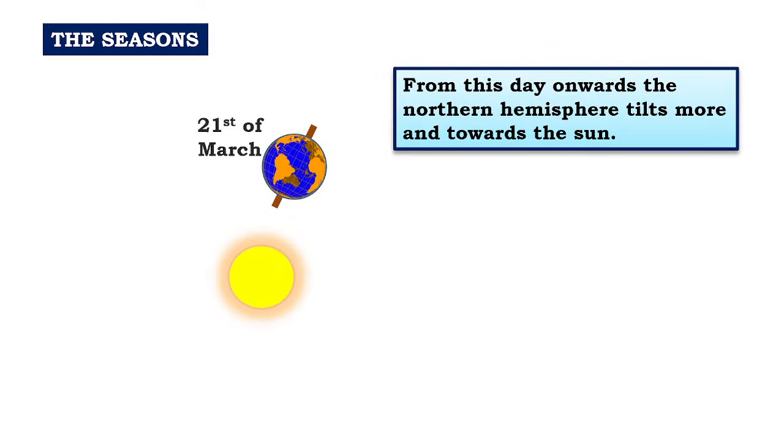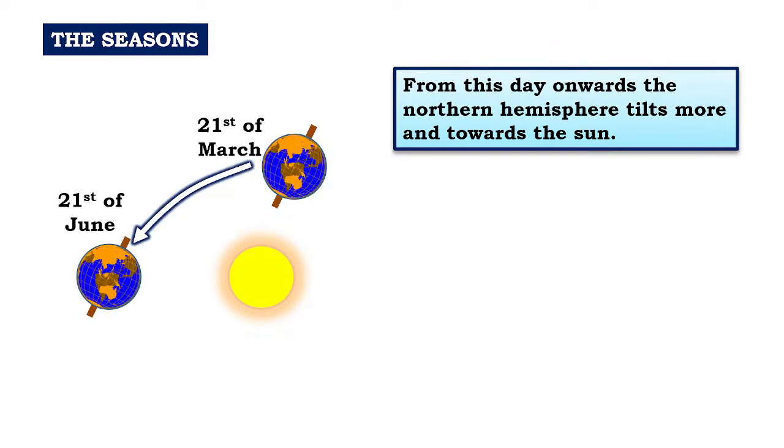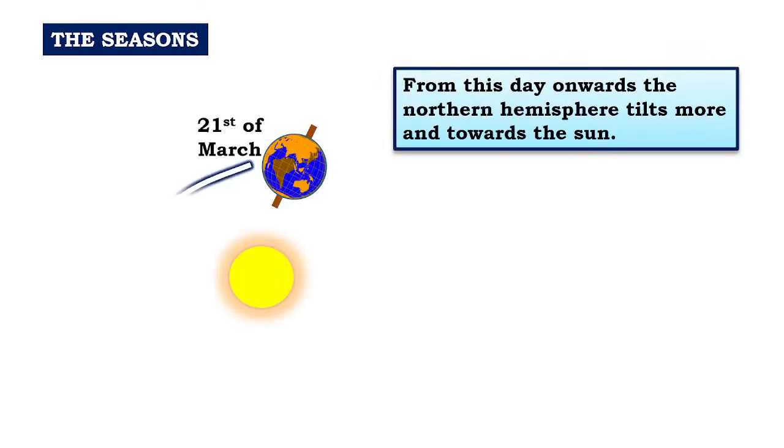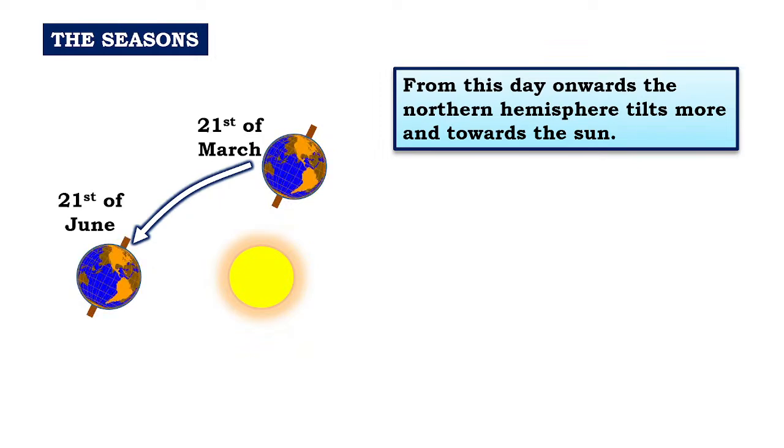From this day onwards, the northern hemisphere tilts more and more towards the sun. So do you all understand? From 21st March till 21st June, it is tilting more towards the sun. Which hemisphere? Northern hemisphere. That means which season will start? Why are you afraid? बोलो जोर से. Summer. Answer is right. Whether it is right or wrong, utter some word. If something is wrong, I can correct you.